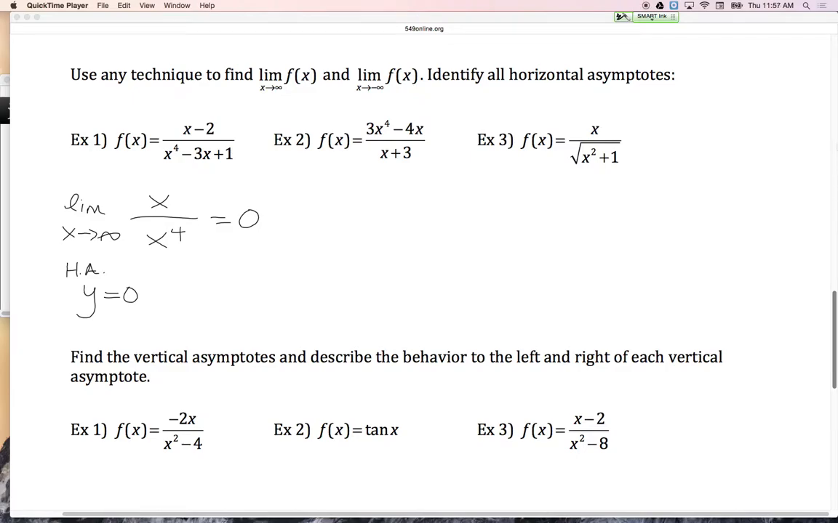Okay, so for example 2, f of x equals 3x to the fourth minus 4x over x plus 3. What are the HAs? There are none, and here's why.